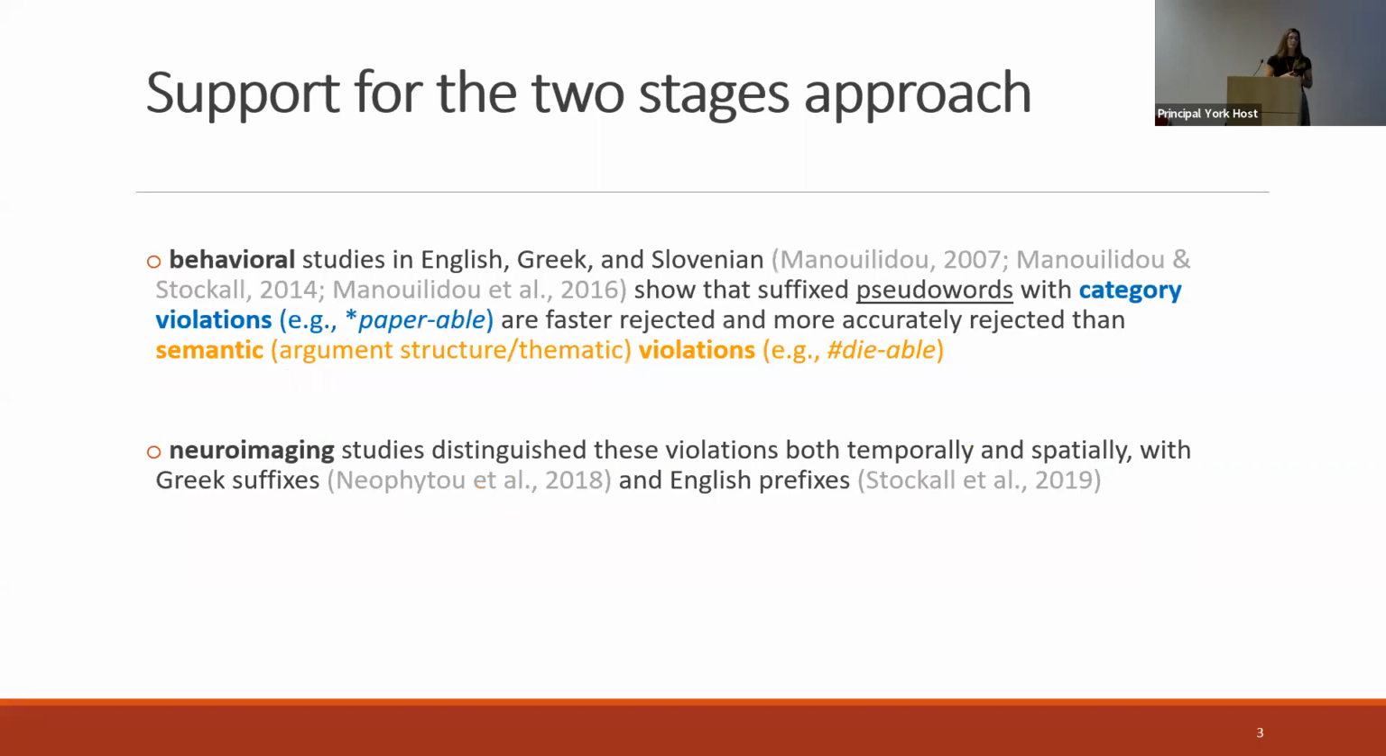And indeed, there's a research line that provides some evidence for this distinction between these two stages in a series of behavioral studies in English, Greek, and Slovenian by Manouilidou and Stockall and colleagues. They developed a paradigm with pseudo-words that violate either subcategorization properties or semantic, in this case argument structure, properties. They would compare violations such as paperable, where you add the suffix able to a noun, which cannot be licensed, to pseudo-words such as dieable, where you add the suffix to a verb, which is okay, but the wrong type of verb, in this case intransitive. And they found a difference in response, both in the RTs and in the accuracy, such that violations such as dieable elicit longer response times and more errors.